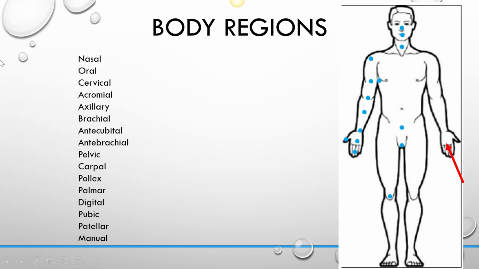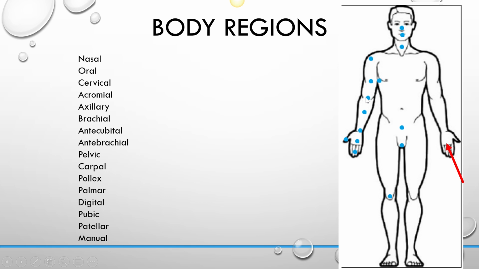So body regions, nasal is talking about the nose. Oral is talking about the mouth or oral cavity. Cervical is the neck. Acromial is talking about the point of the shoulder, so this region right here. Axillary is talking about the armpit. You can think of Axe body spray, so axillary is the armpit. Brachial is the upper arm.